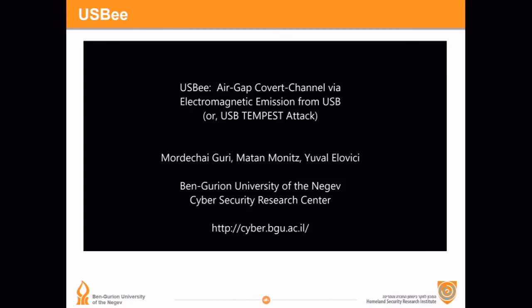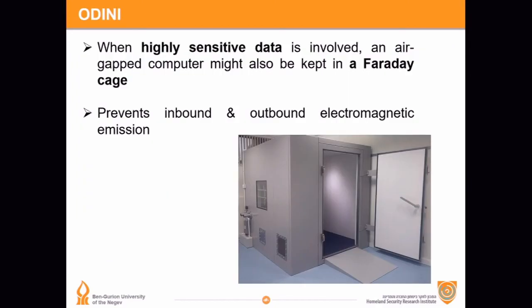So I will not show you the video because our time is short. Now let's look at a more restrictive environment. Given this type of electromagnetic threat, if we have really, highly sensitive data, the air-gapped computer might also be placed in some kind of Faraday cage.